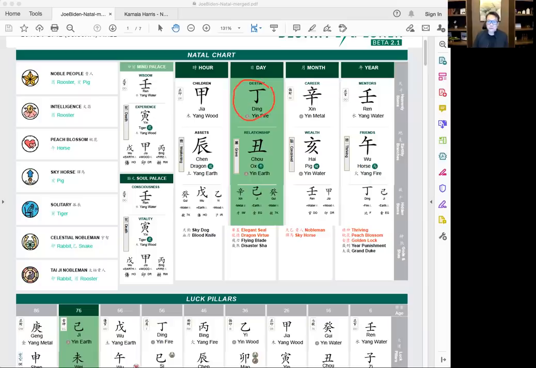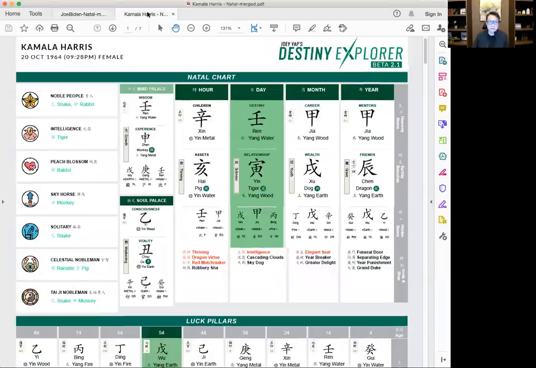For those of you who want to see the partnership between the two, it's quite interesting. You could see yin fire actually combines with ting fire. Sorry, yin fire combines with yang water. What I'm talking about, this is yang water chart. Okay, yang water is Kamala.